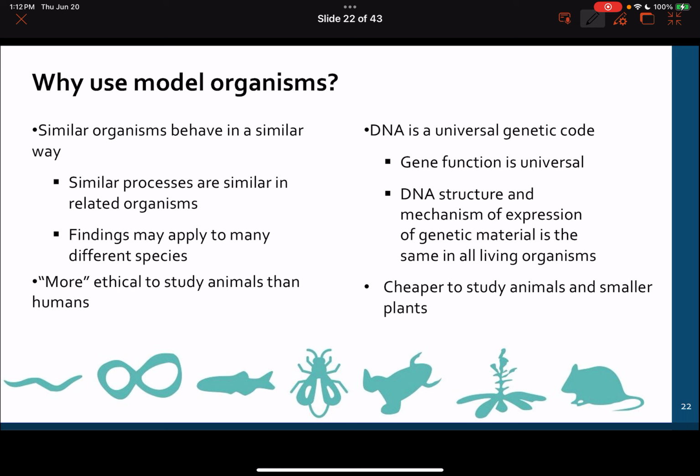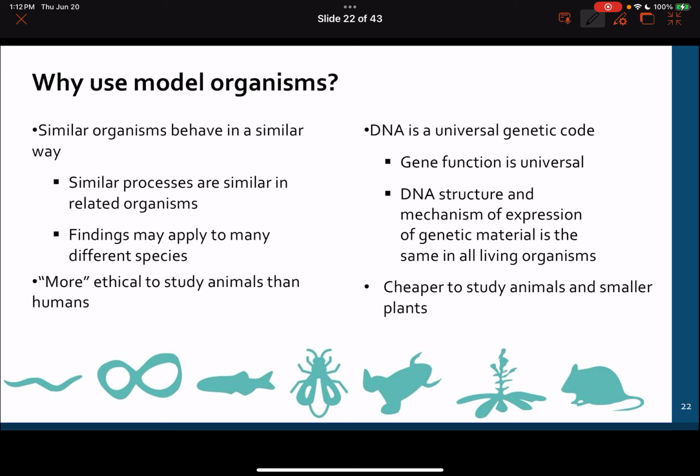But we can apply knowledge between organisms because of that evolutionary history, because similar organisms behave in a similar way, and similar processes are similar in related organisms. For example, the heart of a mouse is going to function very similarly to the heart of a human. Now, we might have a bird heart that in some aspects is going to function similarly because we're all animals, but there are differences. We can look at, say, a mouse and learn the basic function of an organ, like a heart, and then use that information to learn more easily about other organisms.